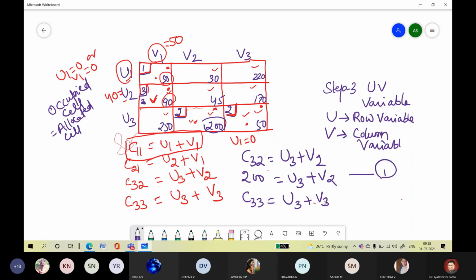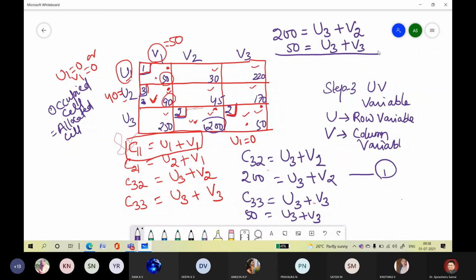So now here C33 is how much? C3 is how much? Your 50. Correct? 50 equal to U3 plus V2. 2 equations are coming here. What is that? 200 equal to U3 plus V2. Next, 50 equal to U3 plus V3. Now both of you equate and tell me what is the value.